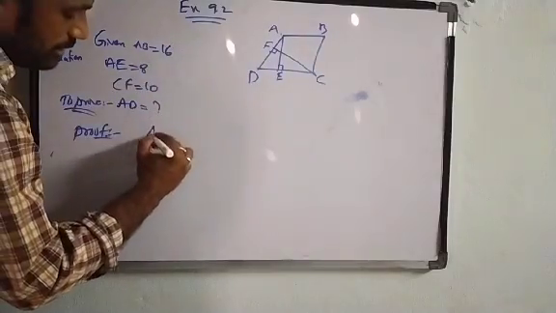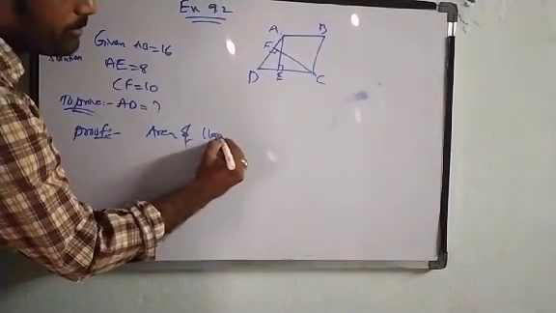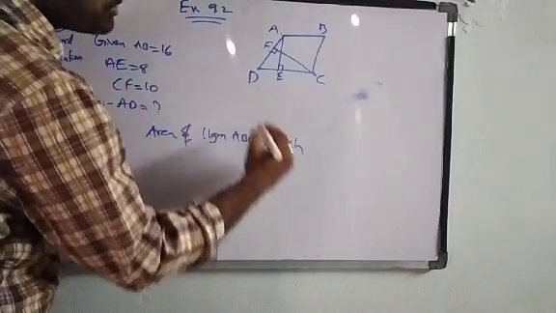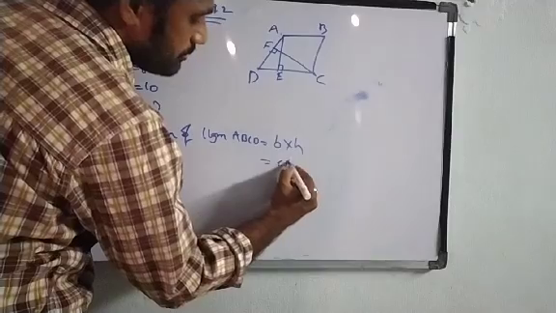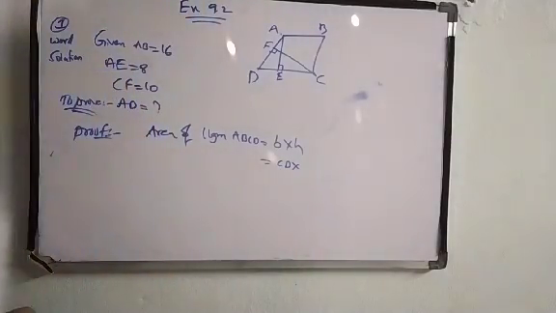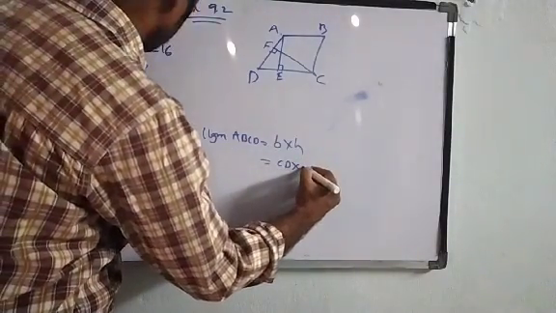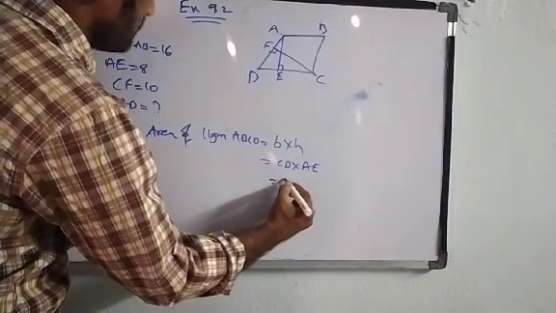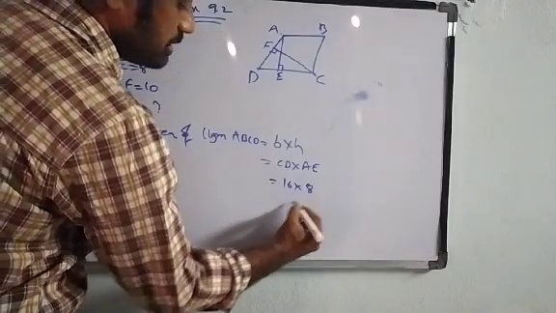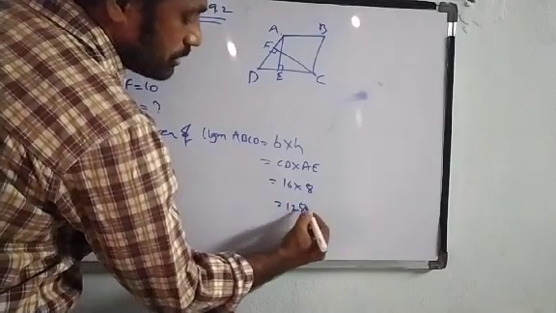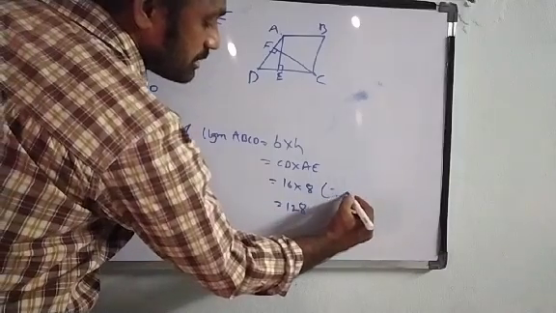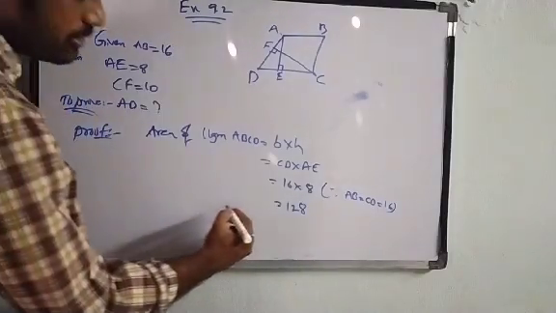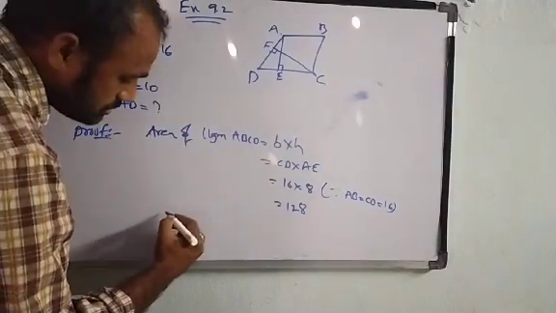So area of parallelogram ABCD. We know that the formula is base into perpendicular, that is base into height. So here base is CD and the height is AE. So base AB and CD are both equal. So AB is 16, 16 into AE is 8, 128. Since AB is equal to CD is equal to 16, I got the area of the parallelogram as 128.